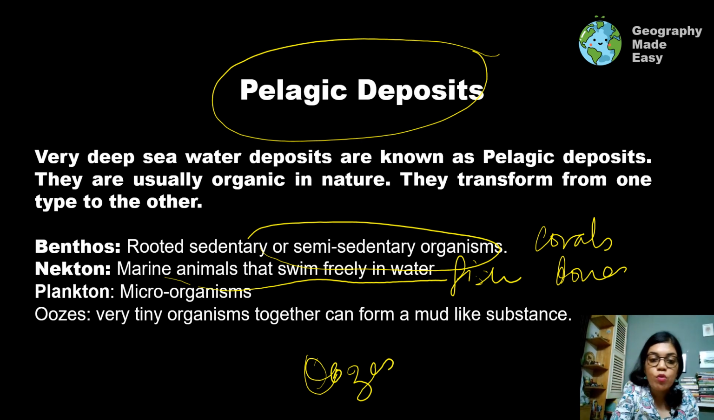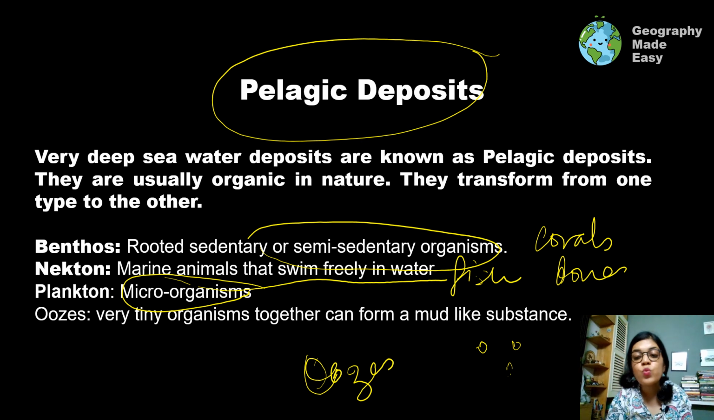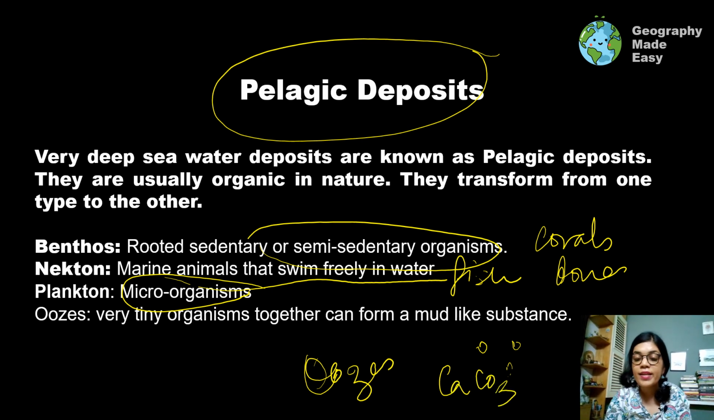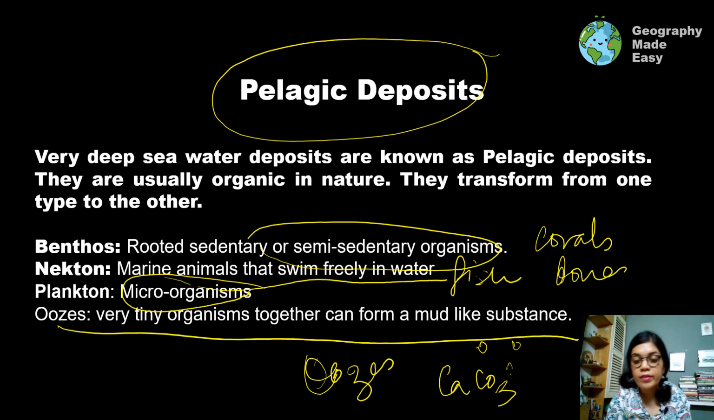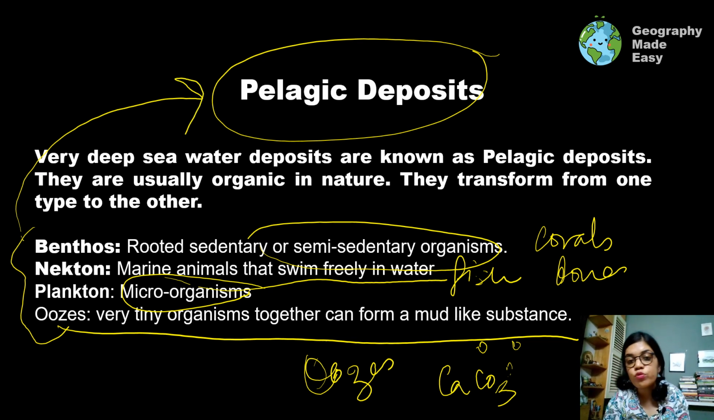And we have the microorganisms, the very tiny organisms in the ocean, which when they die, their bodies decompose, and the calcium carbonate, or CaCO3, which is present in their bodies, gets deposited, and they form, for example, oozes and certain other calcium carbonate deposits, which become part of the pelagic deposits. So all three of these organisms are together contributing to the pelagic deposits.